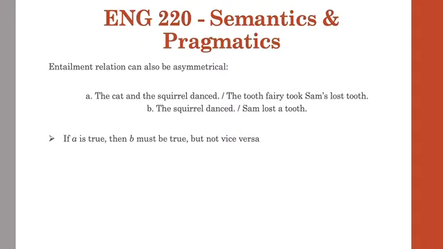Let's look at this other example. The tooth fairy took Sam's lost tooth. Sam lost a tooth. So we know that Sam lost a tooth is true because the first sentence says so. So he has a tooth that's been lost. However, if I say first, Sam lost a tooth, it doesn't necessarily mean that the tooth fairy took it. Does that make sense? So if A is true, then B must be true, but not the other way around. If B is true, it doesn't necessarily mean that A is true.